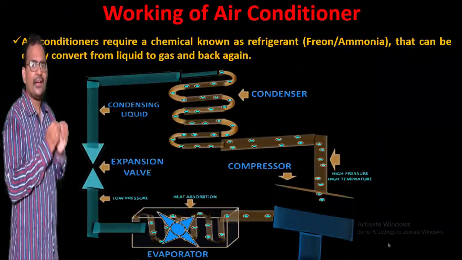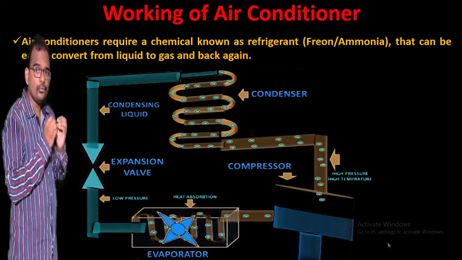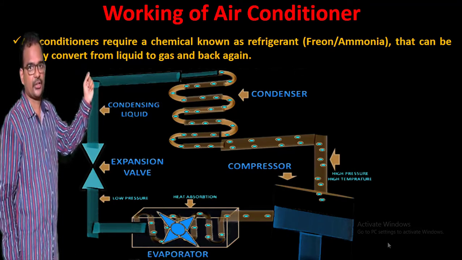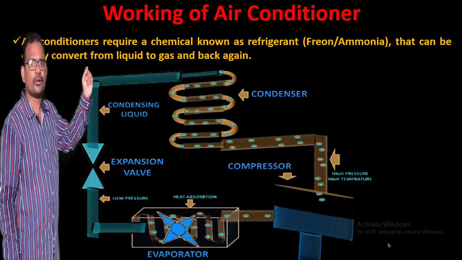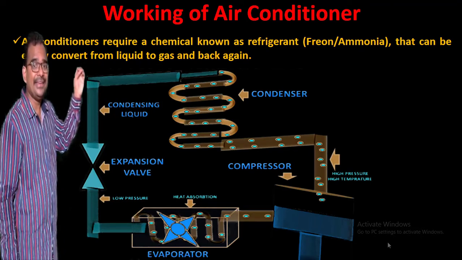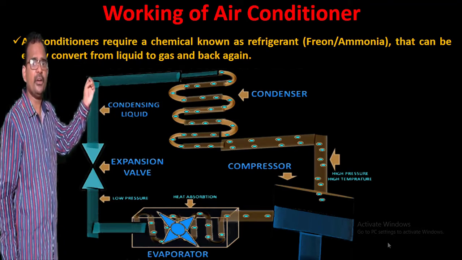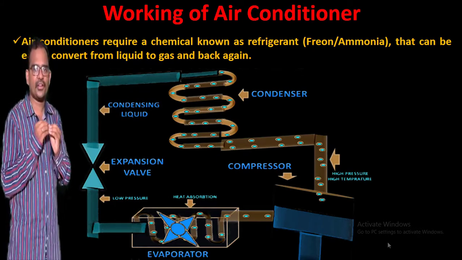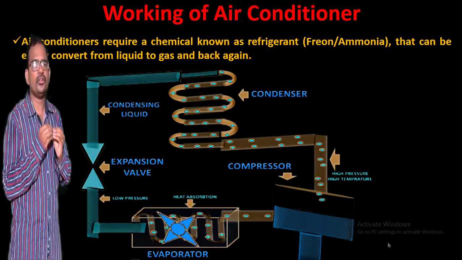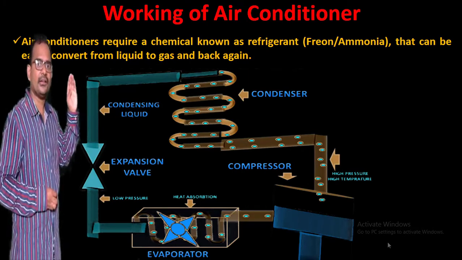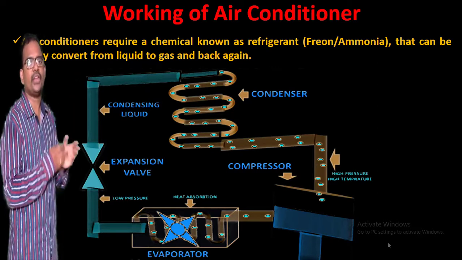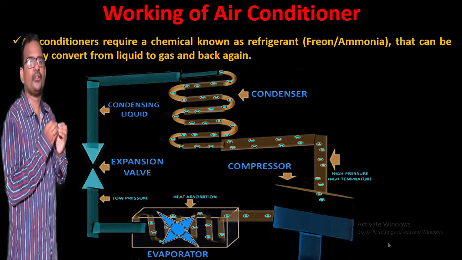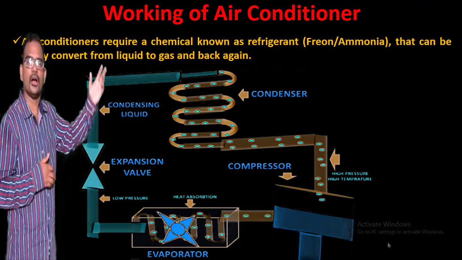So how does this air conditioner work? An air conditioner requires a chemical known as a refrigerant. Usually this refrigerant may be either freon or ammonia or any other type that can easily be converted from liquid to gas and back again. So the major important property of a refrigerant is that the conversion of liquid into gas and gas into liquid has to take place simultaneously with ease. So we need to choose such a kind of refrigerant. Examples are freon or ammonia, right?